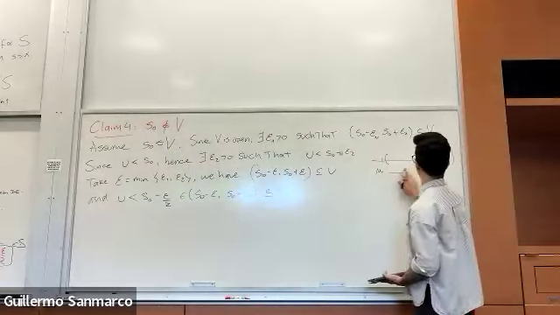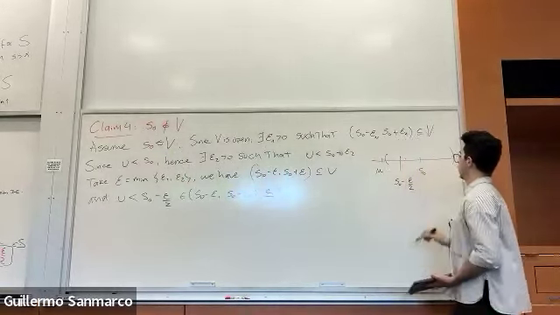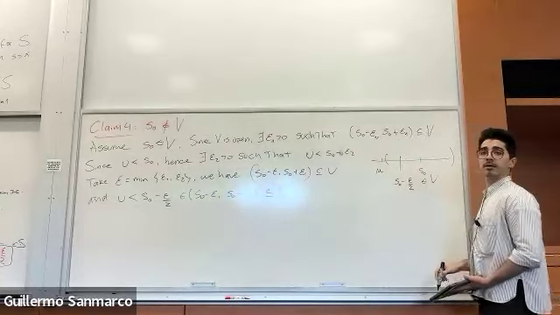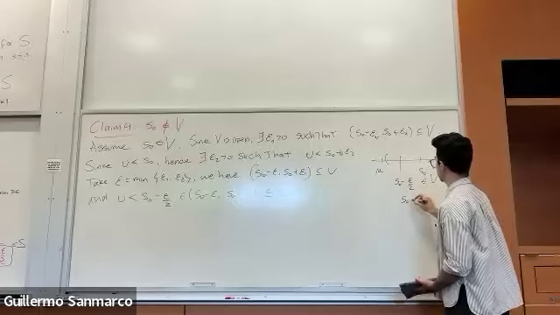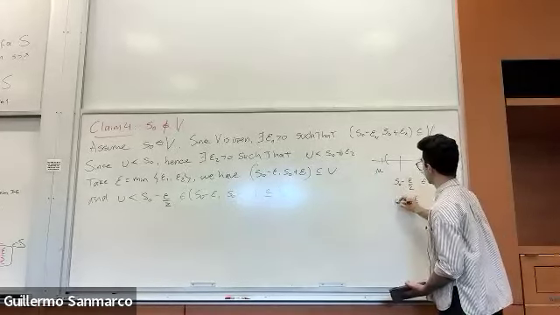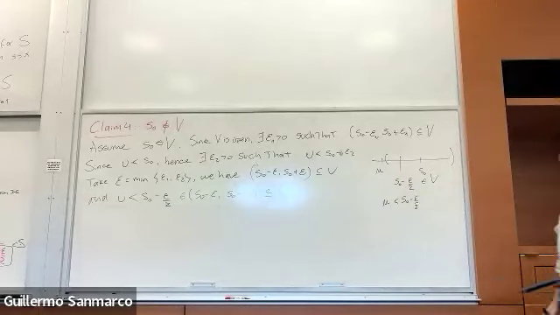Right? So this is what I'm doing. This is my S0 minus epsilon over 2. It lives in V and is larger than U. And that's problematic.